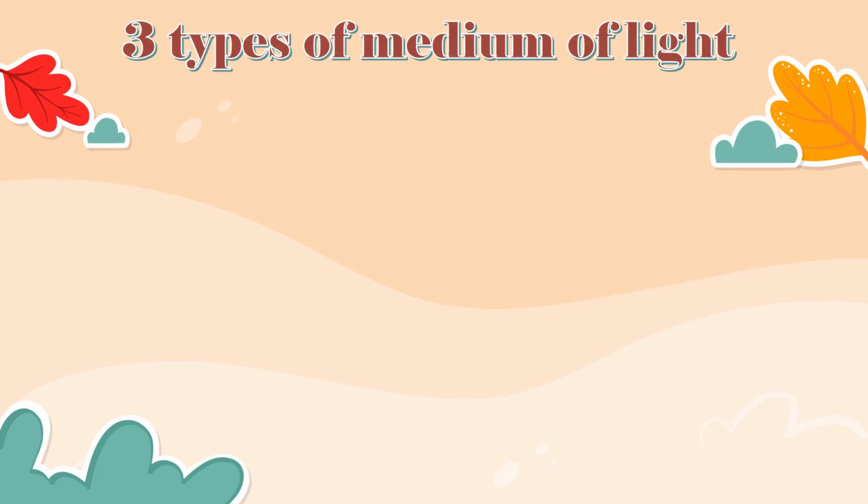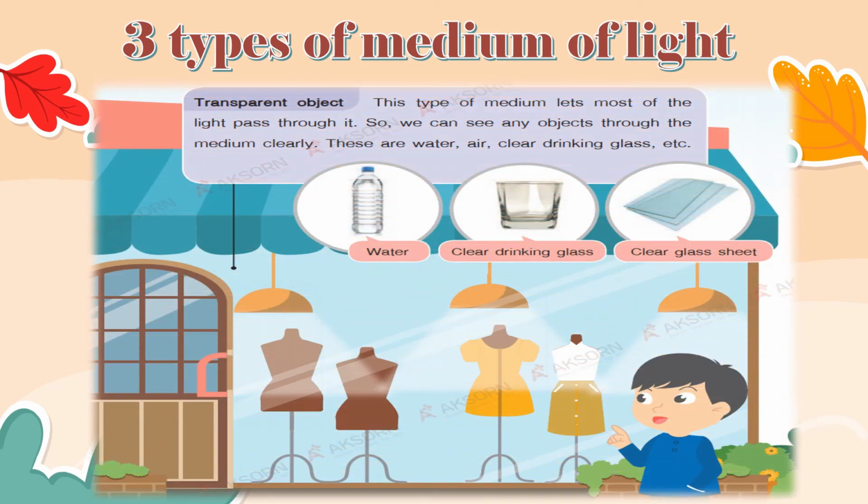Next, we have three types of medium of light. What are the three types of medium of light? Do you remember the three types? Yes, very good. So the first is transparent object. This type of medium lets most of the light pass through it, so we can see any object through the medium clearly. These are water, air, clear drinking glass.